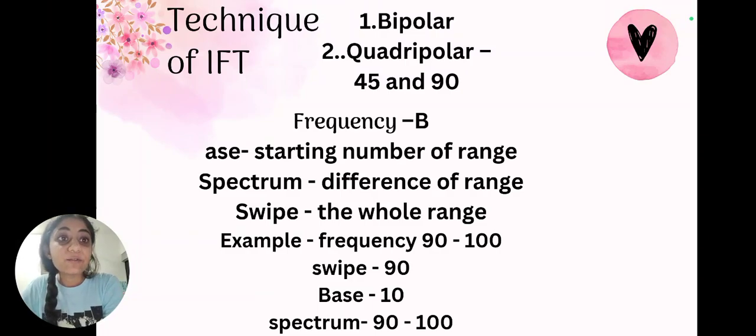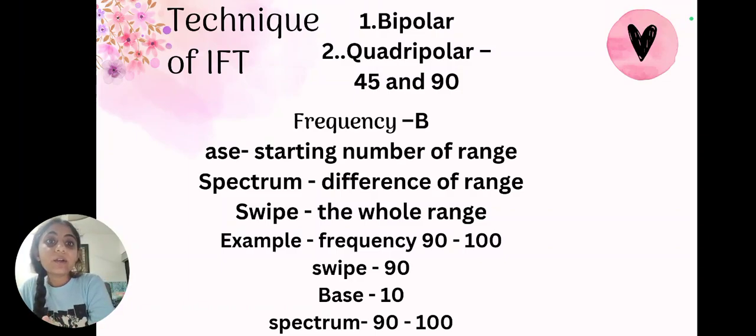Now we will see frequency. In frequency there are three terminologies: base, spectrum and sweep. Base means starting number of range. Spectrum means difference of range, and sweep means the whole range. Example, 90 to 100 frequency. So 90 will be base. The difference is 10. So 10 will be our spectrum, and 90 to 100, the whole range, is our sweep.